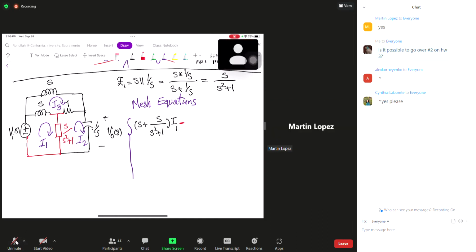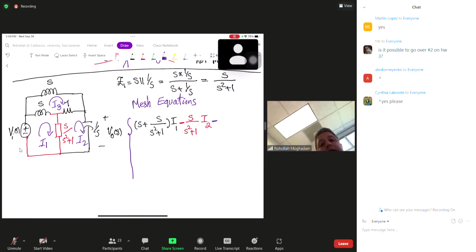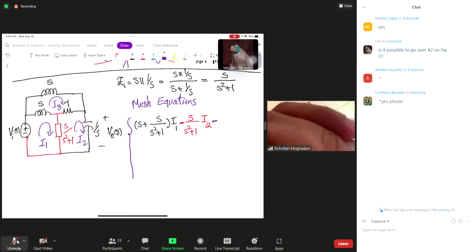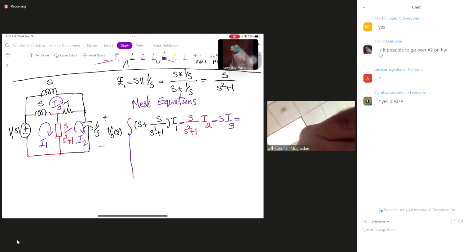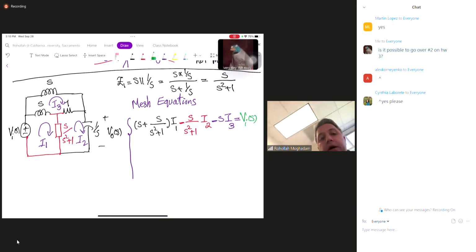S over S squared plus 1. Perfect. It is S over S squared plus 1 I2, minus the impedance common between mesh 1 and mesh 3. Exactly. I3 S equals the voltage that we apply to mesh 1, which is VI of S.